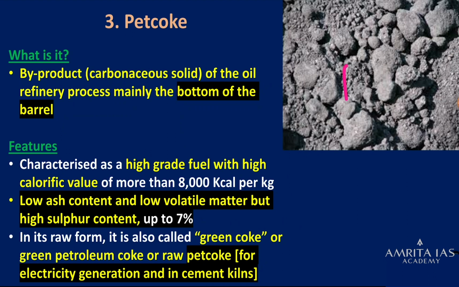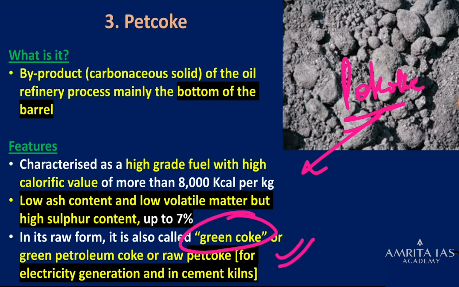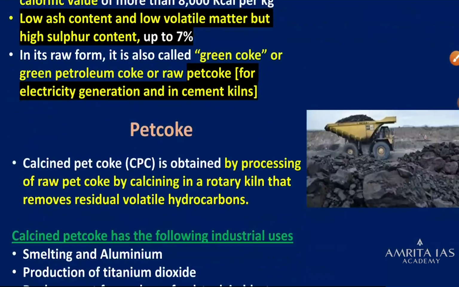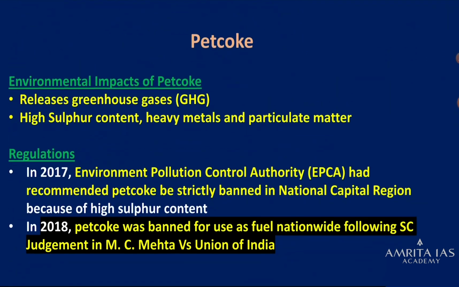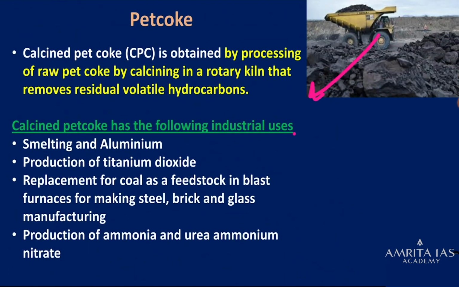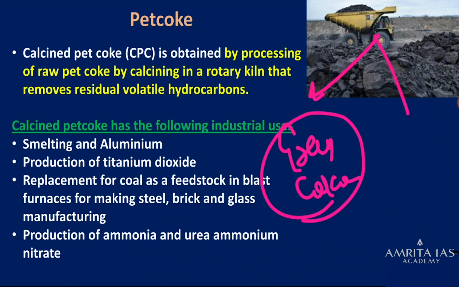Then we have pet coke being used in 2 forms. First is the green coke, which is more of a raw form. In the raw form, it is used in electricity generation and cement kilns. The second form is called calcined pet coke, or CPC. So one is the green or raw coke, and the second is CPC.